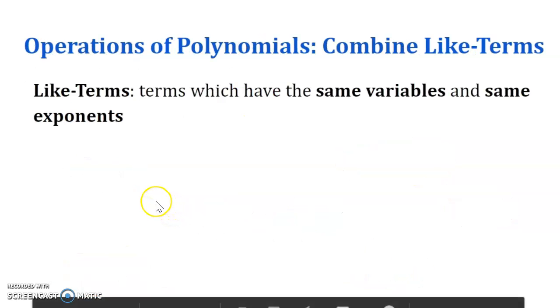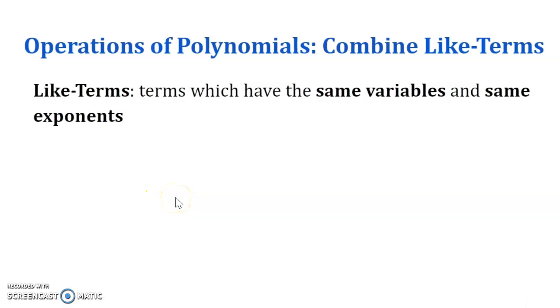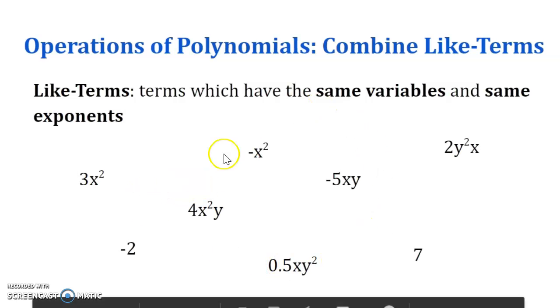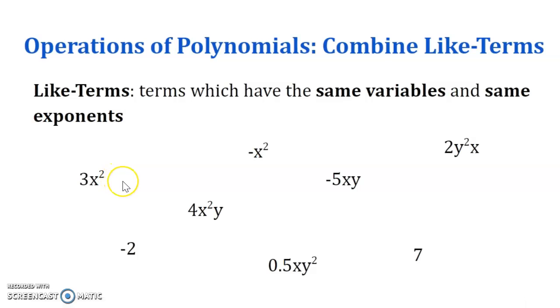Okay, operations of polynomials: combining like terms. Like terms are terms which have the same variables and same exponents. So when you see these polynomial terms, which are the like terms that we can combine? Well, we know that 3x squared and -x squared are like terms because they both have x, and they also have the exponent of 2.